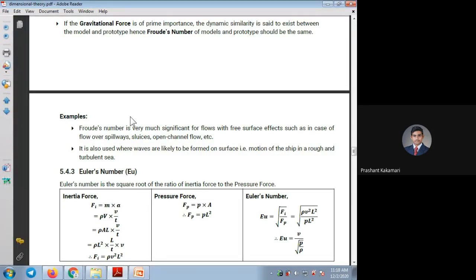So the applications are flows with free surface effects, or flow with spillways flowing from high head to low head. Also flows between gates, spillways, open channels, how it is flowing with respect to gravity, there we discuss Froude number. And it is also used where waves are likely to be formed.